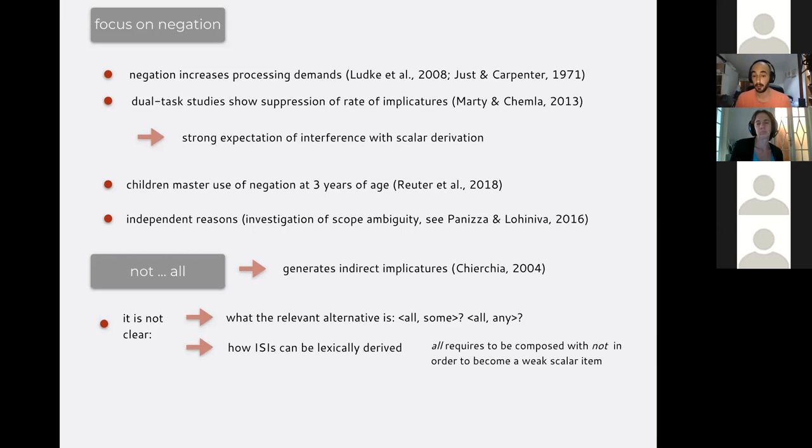And also, it is a problem if you think that indirect scalar implicature can be lexically derived, because in order to have not all and to activate the negative scale, not all and not some, you need all to be composed with not. Otherwise, all will remain a strong scalar item and not generate an implicature. So there are some issues about how indirect scalar implicatures can be derived theoretically. And also it is not known how indirect scalar implicatures are interpreted in children and adults. There are very few studies on this, and they basically provided conflicting evidence. So we decided to test this.